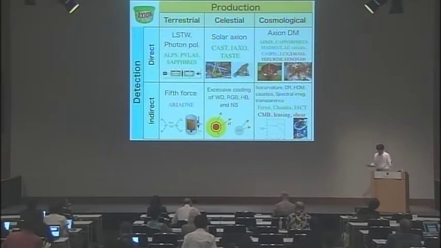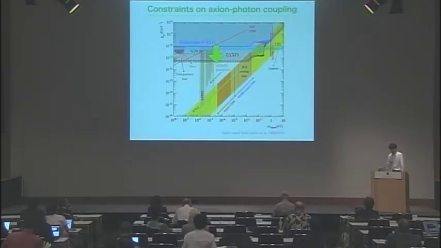As you can see from the color of these letters, the green ones mean that the experiments make use of the axion-photon coupling. So many experiments are targeting the axion-photon coupling. And this is the current constraint on the axion-photon coupling. The x-axis is the axion mass ranging from 10 to the minus 8 electron volt up to 10 electron volt. The y-axis is g_aγγ ranging from 10 to the minus 16 up to 10 to the minus 8.